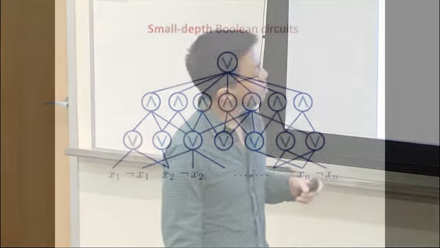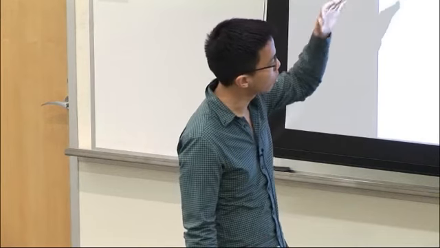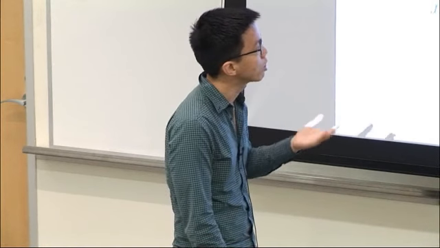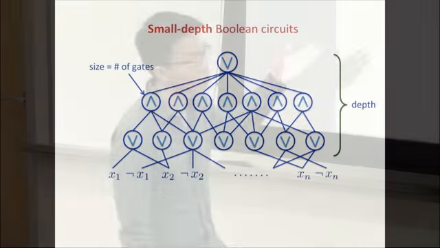So what's this class? It's the class of small depth Boolean circuits. This is a Boolean circuit over the standard basis of AND, OR, NOT gates. It's not hard to see that we can assume all the NOT gates are pushed down to the bottom, although this, again, is not important for this talk. That's the circuit, and we're interested in functions that require complex circuits. There are two measures I'm interested in. One is depth, which is the number of layers you have. The other is size, which is the number of gates you have.